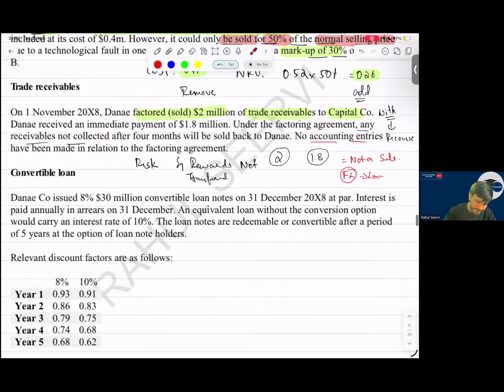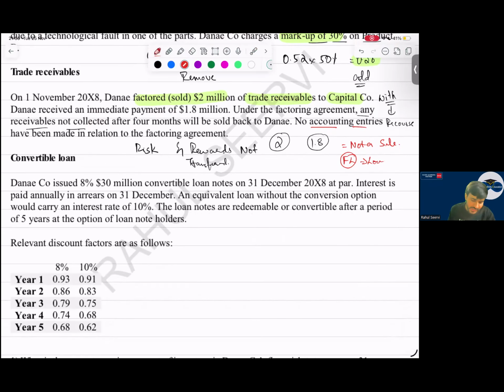Then, next one. D issues 8 percentage 30 million convertible loan notes on 31st December 2008 at the year end. Only 8 percentage, so this is my coupon rate. Yes, sir. Interest is paid annually in arrears on 31st December. An equivalent loan without the conversion option would carry an interest rate of 10%.